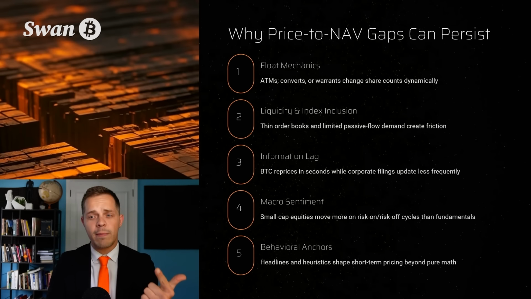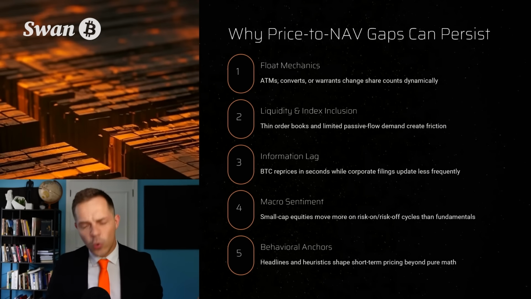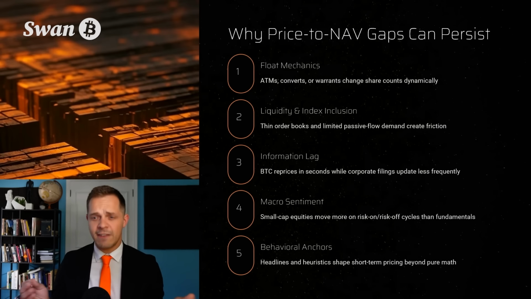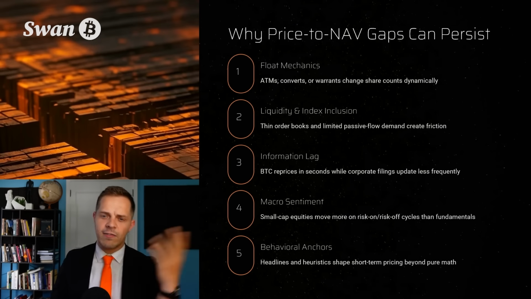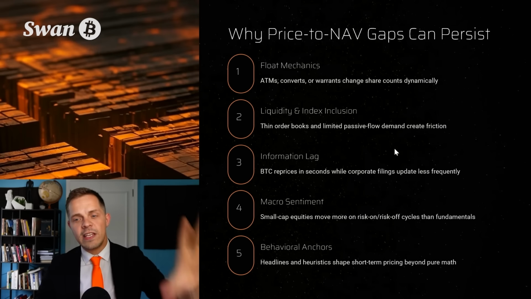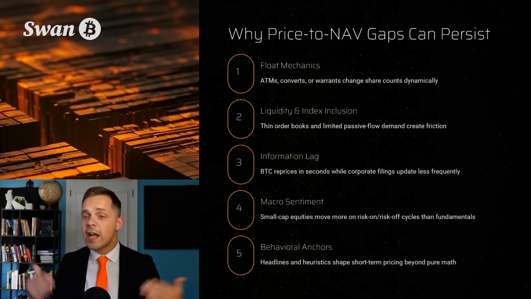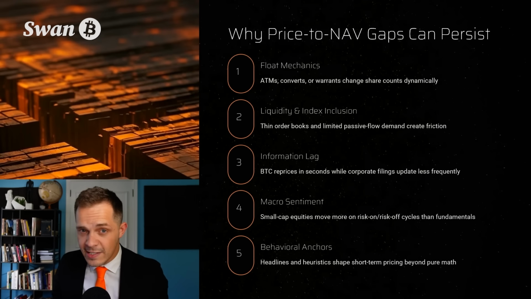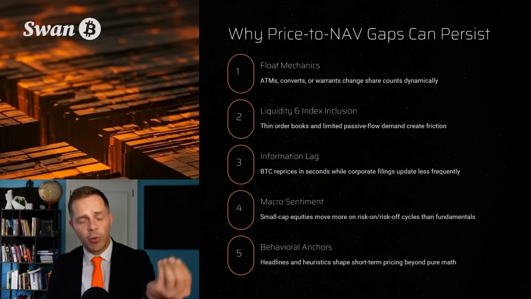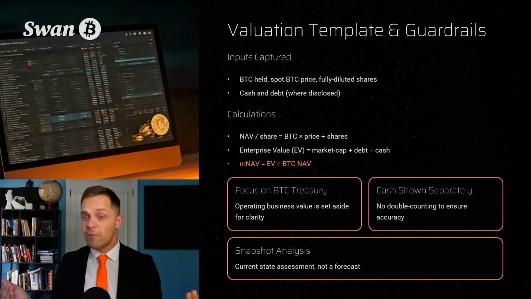Headlines, round price numbers, and recent highs or lows shape short-term expectations. When a story cools or the tape feels heavy, investors may default to easy heuristics, like sell the rally instead of recalculating the net asset value in real time. So the key takeaway is that these forces are structural, not mysterious. They help explain why a company might show an M-NAV of 0.86 or 0.9, even though they both hold verifiable stacks of Bitcoin. So here's the template that you can drop every company into before we even think about interpretation.